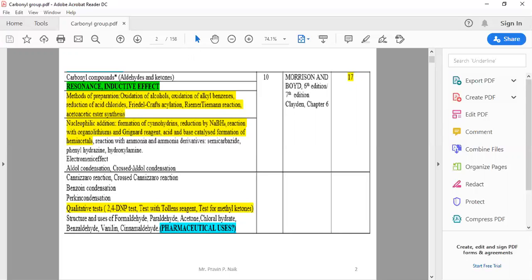then aldol condensation, cross aldol condensation, Cannizzaro and cross Cannizzaro reaction, benzoin condensation, Perkin condensation, and there are tests mentioned to identify different aldehydes and ketones, qualitative tests, for example the 2,4-DNP test, then the test with Tollens reagent, the test with methyl ketones, and the structure and uses of a few of the aldehydes and ketones, like for example formaldehyde, paraldehyde, acetone, chloral hydrate, benzaldehyde, vanillin, and cinnamaldehyde.